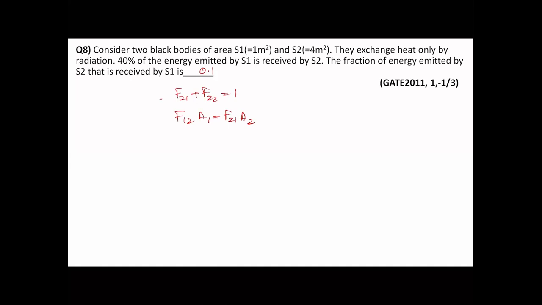Alright, so actually this rule is nowhere needed, only F12 A1 equal to F21 A2 is required. So from this particular statement, F12 is 0.4, A1 is 1, equal to F21 into 4. Cancel it out.